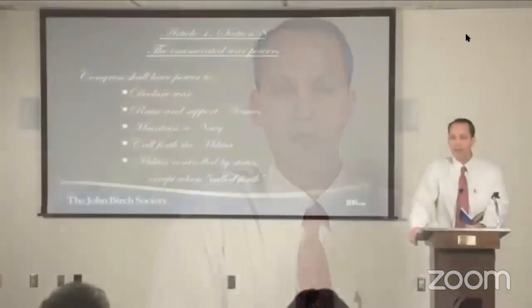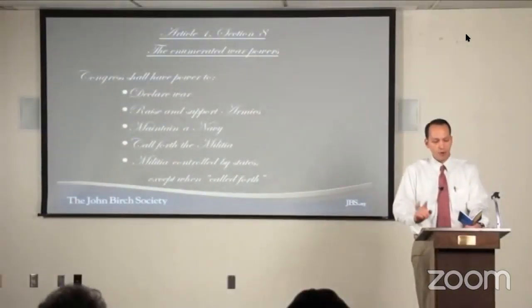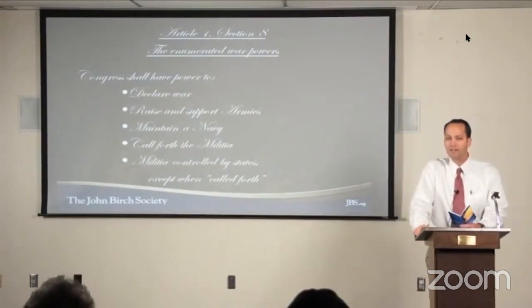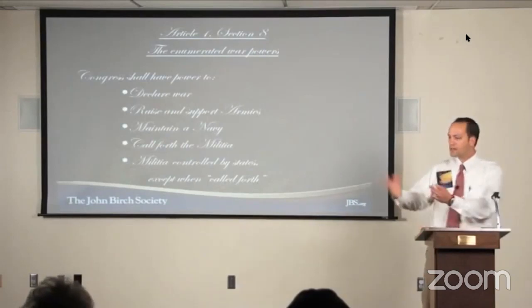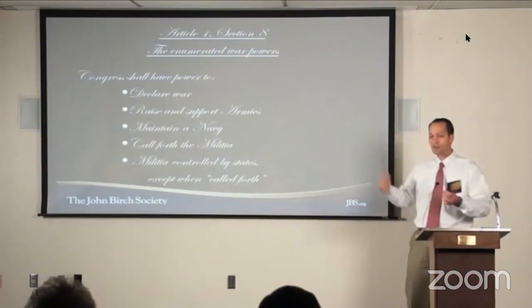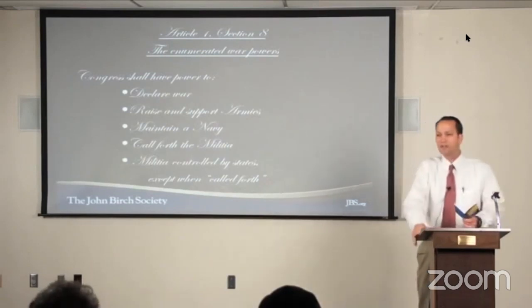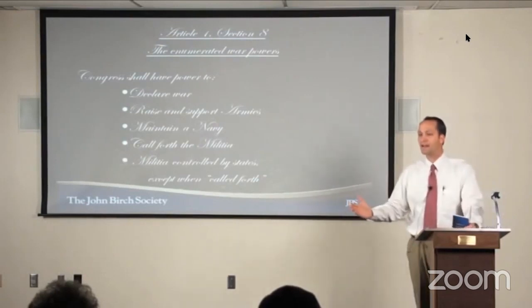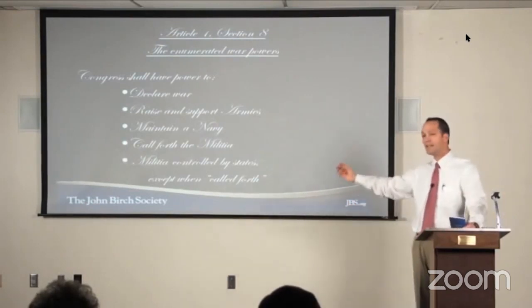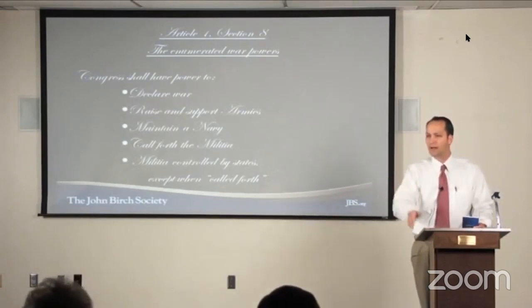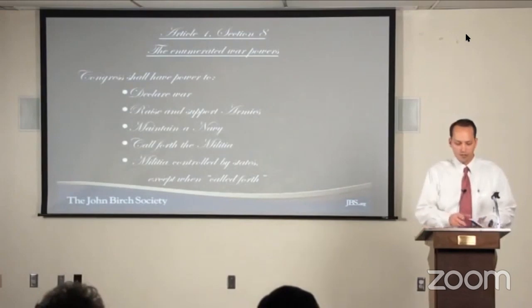But reserving to the states, respectively, the appointment of officers and the authority of training the militia according to the discipline prescribed by Congress. So we'll break this down for a moment. Congress has the power to organize, arm. It's actually their duty to organize, arm, and discipline the militia. But the states appoint the officers and actually execute the training. The militia is generally in the hands of the states, except when called forth by Congress. Now this is an interesting power.